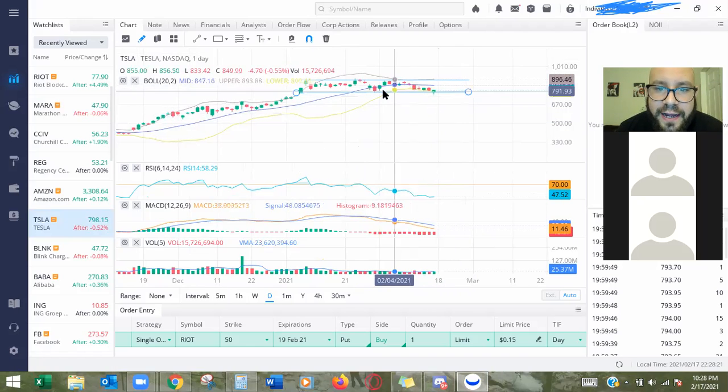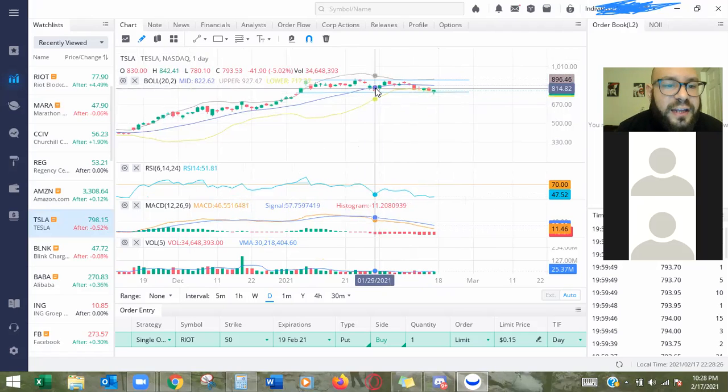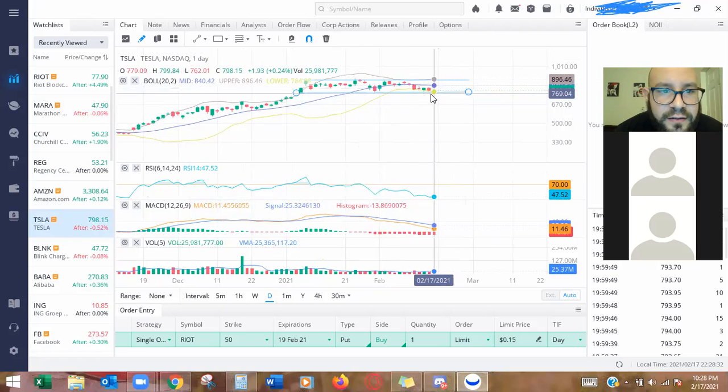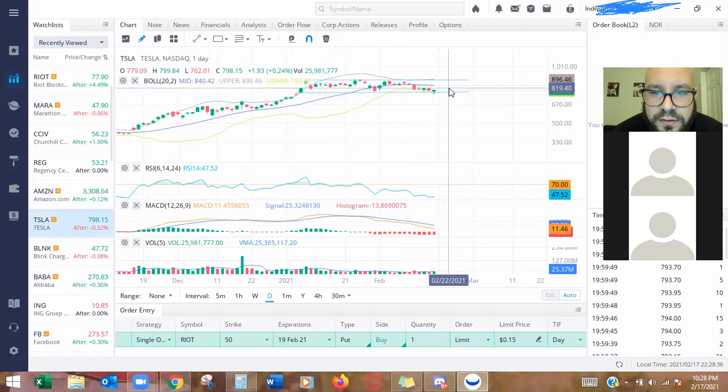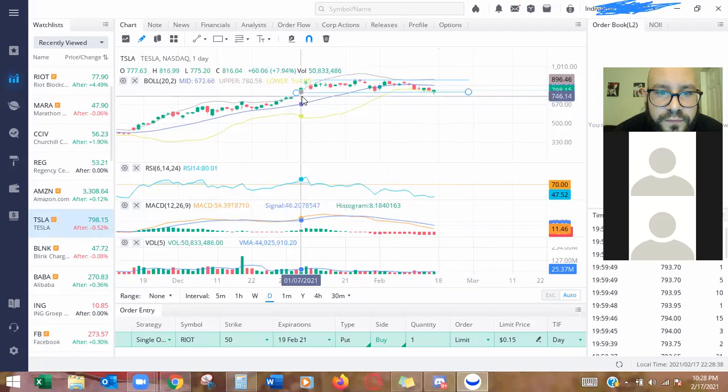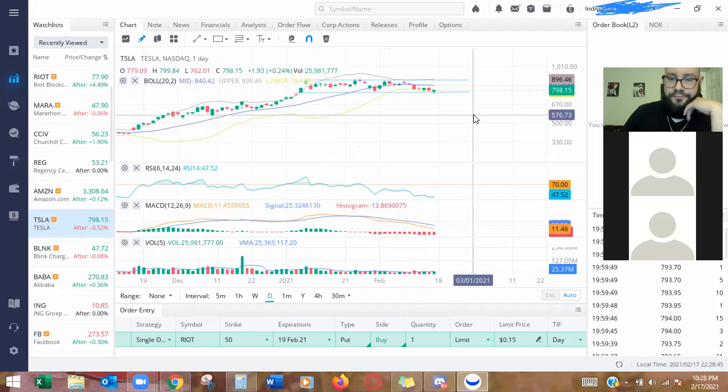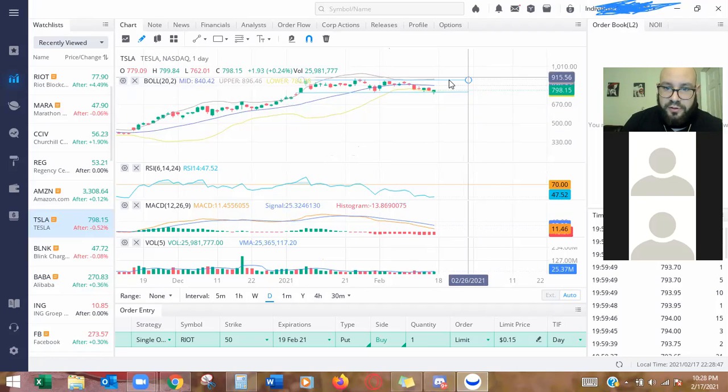Oh, would you look at that? Little did we know, it was just touching a support here. 780, 762, but it went down a little further. What was that? 7. Okay. I think that was just a stop loss raid.